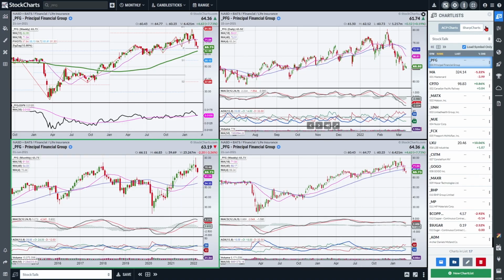Okay, I've got my regular 4 time frames up now. Well, actually 3. I've got the monthly, weekly, daily here, and then another weekly with the relative strength and the zigzag overlaid to see the price structure on the weekly chart. So we've got PFG, Principal Financial, as this first request.